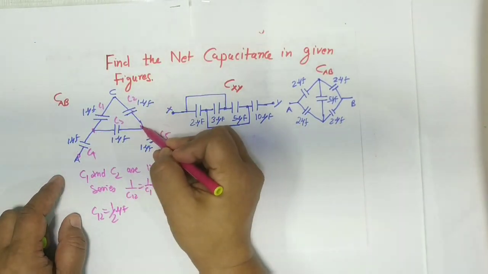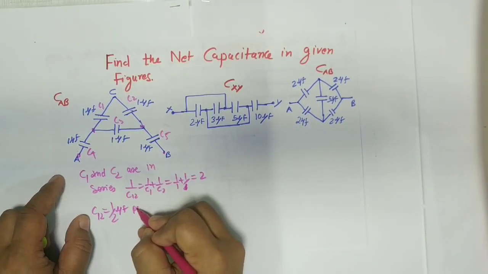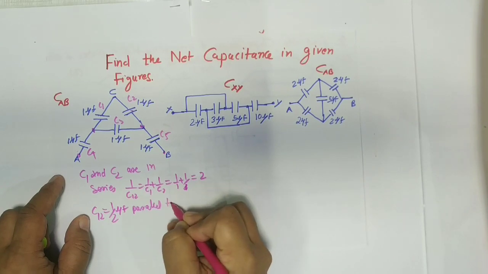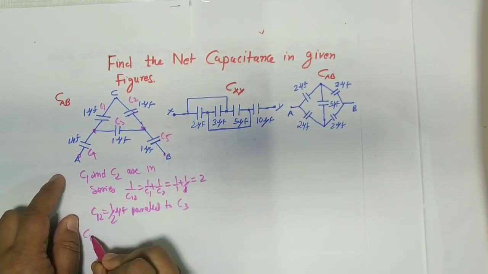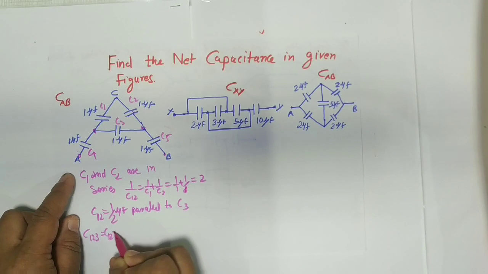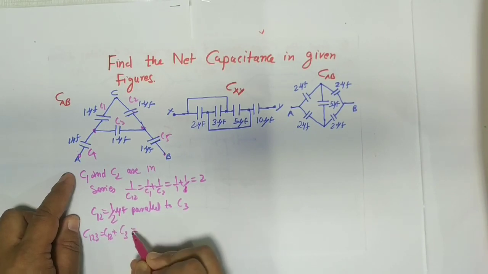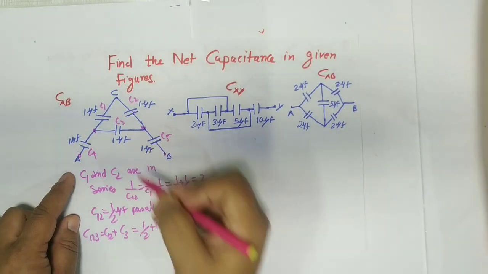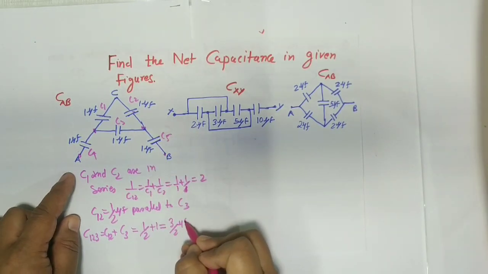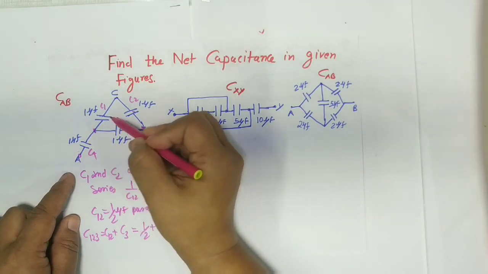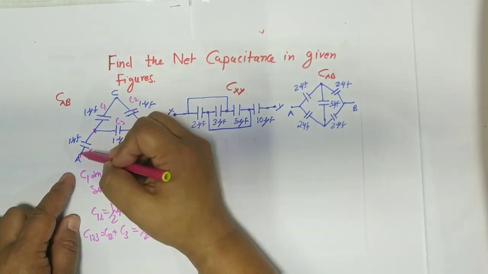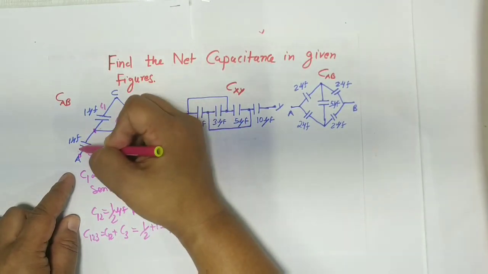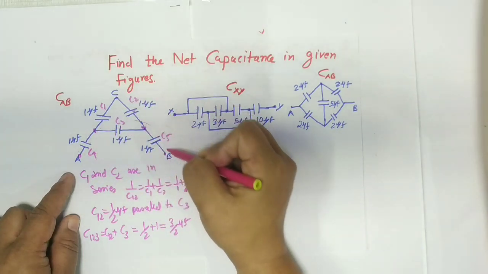Then they both are in series, but they are parallel with C3. You see the two ends are there, so they are parallel with C3. So can I write C123 equals C12 plus C3. In parallel we write like this: half plus C3, which is 1, so it is 3 by 2 microfarad. Now these two are in series, then parallel to this, then all three are in series from this end to this end.